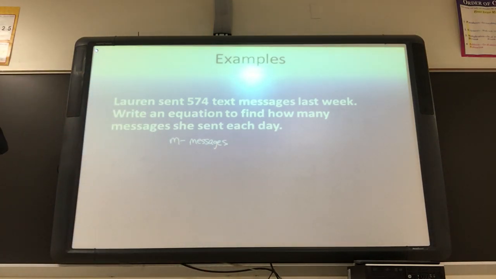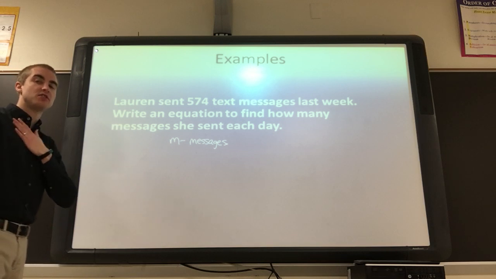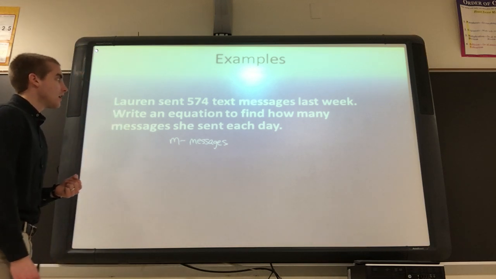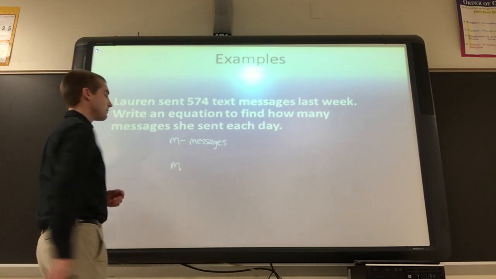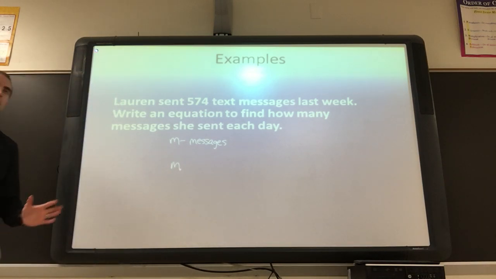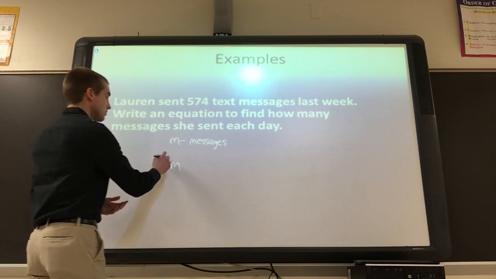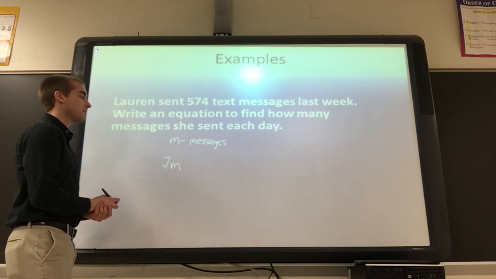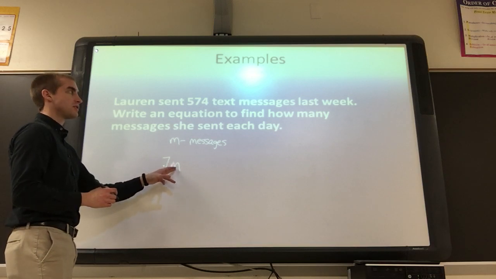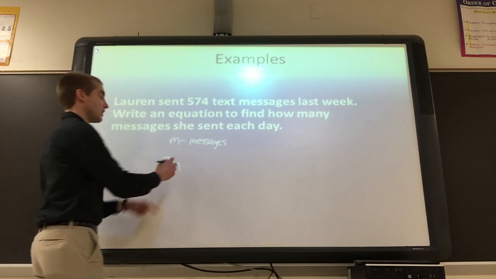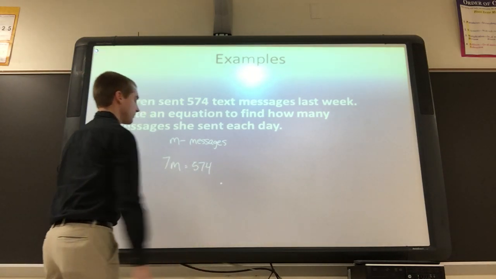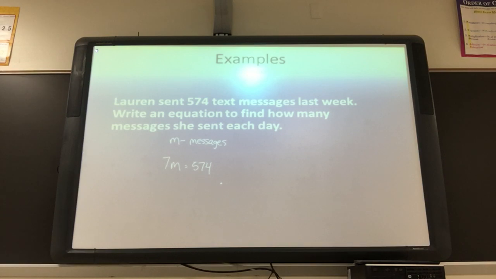Okay, so think about this. She sent 574 text messages last week. We're going to try and figure out how many messages she sent each day. So there is going to be a number with that M. We're talking about weeks and days. How many days are in a week? Well, it would be 7. So 7 is going to go in front of the M. 7 times the number of messages she sends each day should end up at 574. So that would be our equation. 7m equals 574.